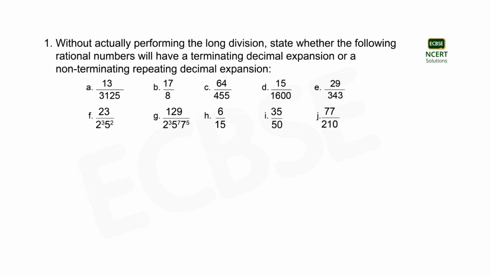So now coming to the E part, here the number given is 29 by 343. So performing the prime factorization for the denominator, that is the number 343, this can be written as 2 raised to power 0 into 5 raised to power 0 into 7 raised to power 3. And as the factor 7 raised to power 3 is present in the denominator, which will result into its non-terminating repeating decimal expansion.